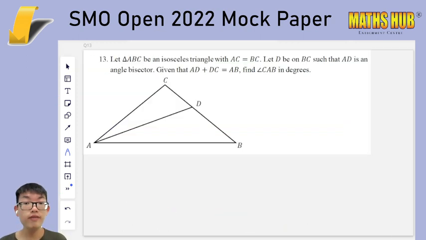Okay. Next up is question 13. ABC is an isosceles triangle with AC equals BC. D is on BC such that AD is an angle bisector. So let's mark out the equal angles first. In fact, I'll just put theta, theta, and 2 theta. Given that AD plus DC is equal to AB, find angle CAB in degrees.